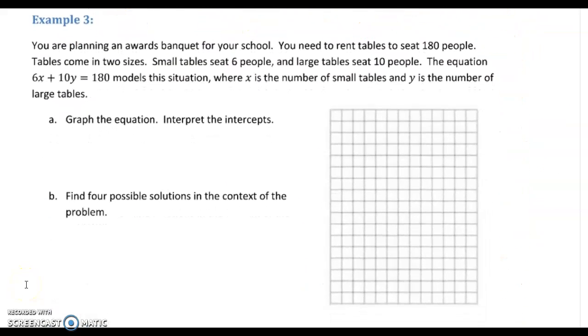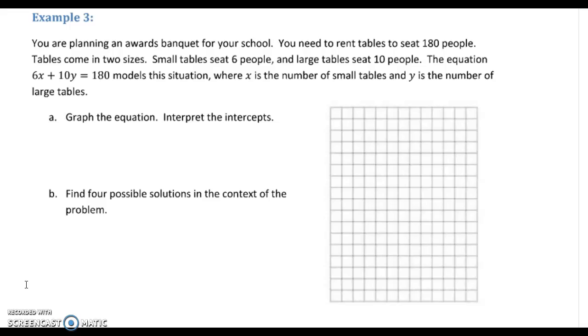All right, let's go ahead and try one more example. You're planning an awards banquet for your school. You need to rent tables to seat 180 people. Tables come in 2 sizes. Small tables seat 6 people, large tables seat 10 people. So that's where the 6 and the 10 and the 180 come from. X is the number of small tables, and Y is the number of large tables.